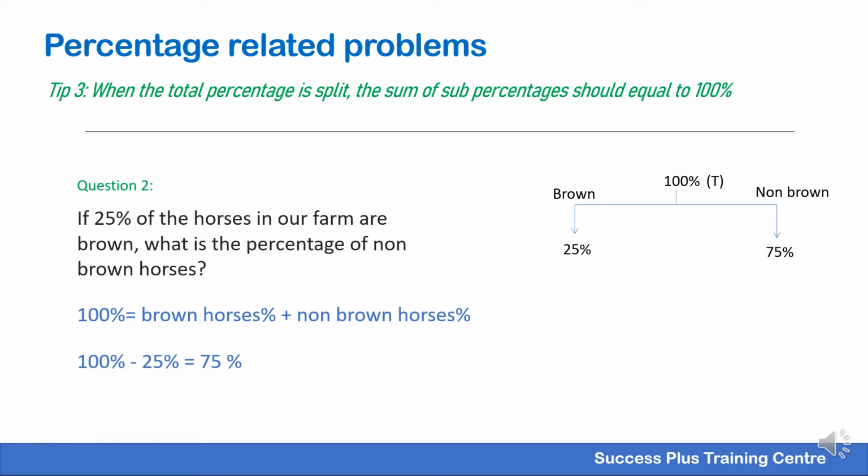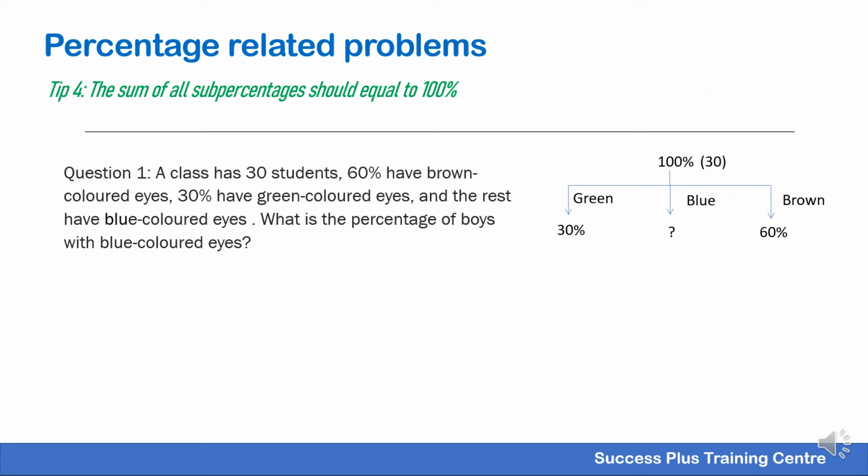And that's because in our farm we're going to split the horses into 2 groups only, either brown colour or non-brown colour. So this means the sum of the percentages of the brown colour horses and the non-brown colour horses should equal 100%. So non-brown colour horses represent 75% of the number of horses we've got in our farm, which is equal to 100% take away 25%. Now let's move on to tip number 4.